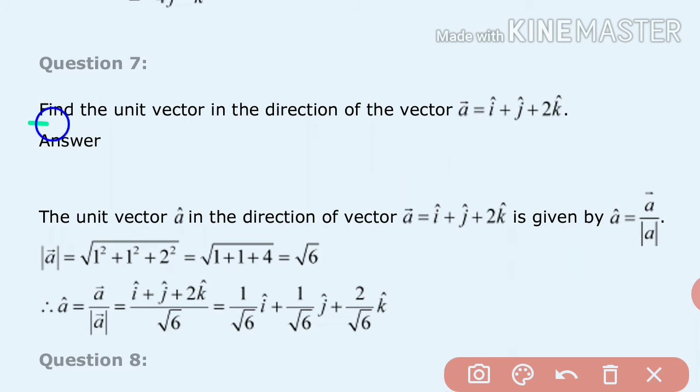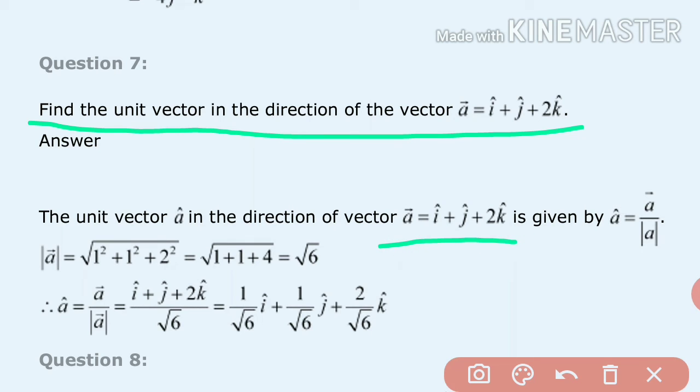Here the required scalar components are minus 7 and 6, and the vector components are minus 7i and 6j, you will get. Find a unit vector in the direction of A, i plus j plus 2k. Here the unit vector A cap in the direction of this vector A is given by A cap equal to A vector upon A modulus. A modulus you find first. A modulus you get root 6. So A cap equal to A vector upon A modulus. So i plus j plus 2k upon root 6, and you separate this root 6, you will get this answer.